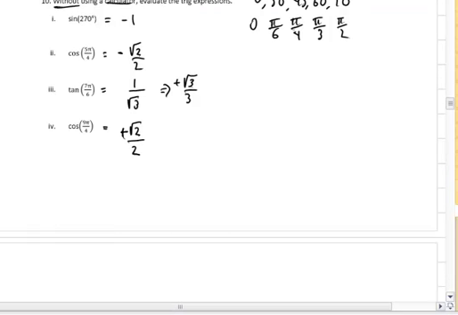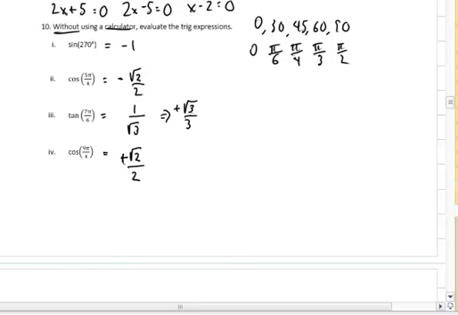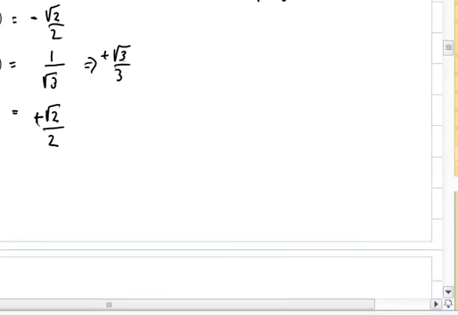Oh wait, that's the end of page 5, I believe. So we're going to pause it here and let you guys catch your breath, and we'll be putting up some more stuff for page 6 shortly.